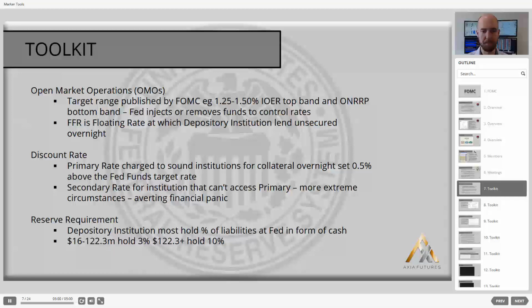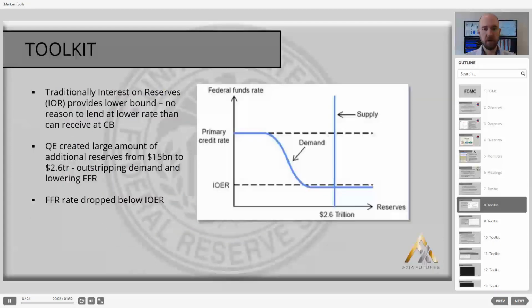The hard part of this trade then is how to enter. Let's have a look at how the Fed's open market operations differ from other banks. Now, traditionally, they would have operated in very much the same way. You would have the discount rate forming the top band and the interest on reserves forming the bottom. Same as you would see from the ECB, from the Bank of England, from the Bank of Canada.